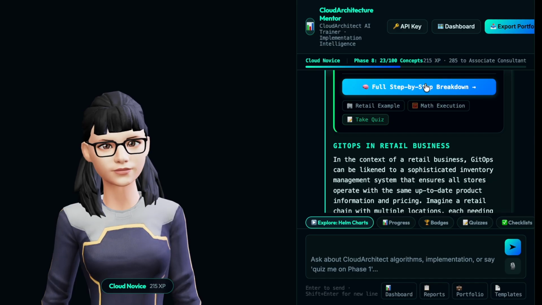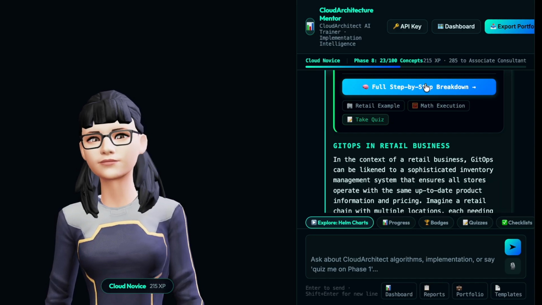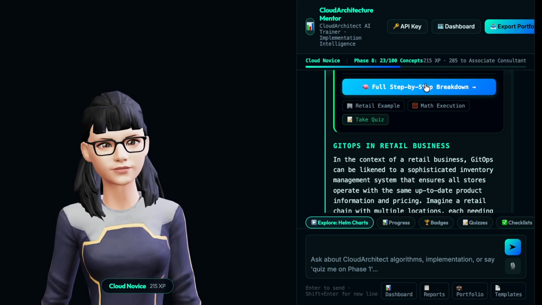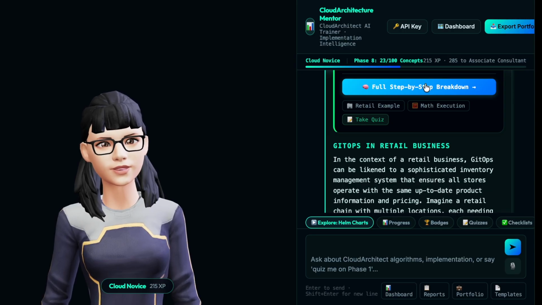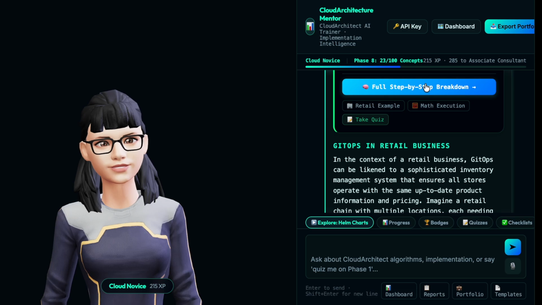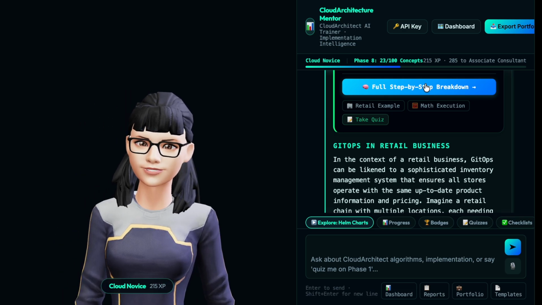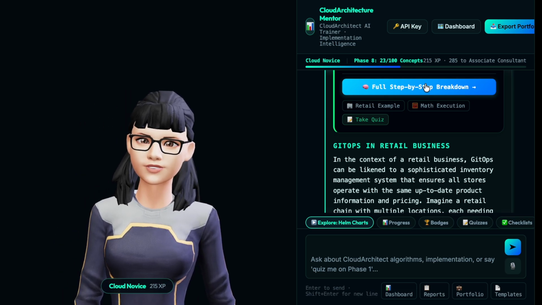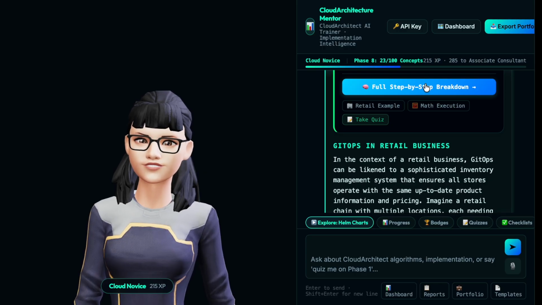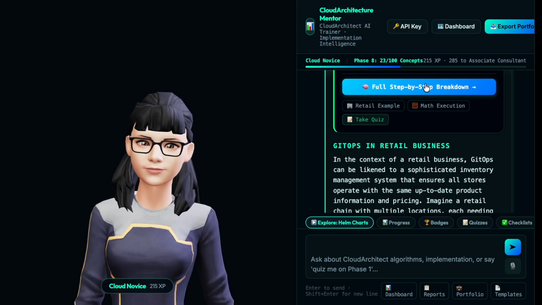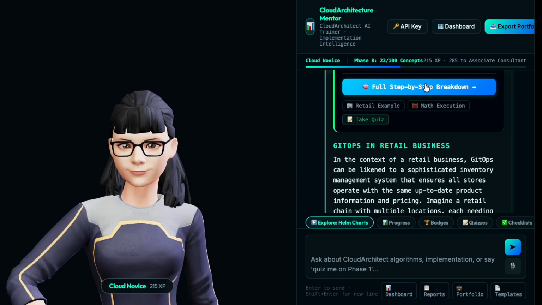Retail business analogy. 1. Single source of truth. Just as Git repositories act as the single source of truth for application configurations, in a retail environment, the central inventory management system serves as the authoritative source for all product-related information. For instance, when a new product is added or a pricing adjustment is made, it is updated in this central system. 2.